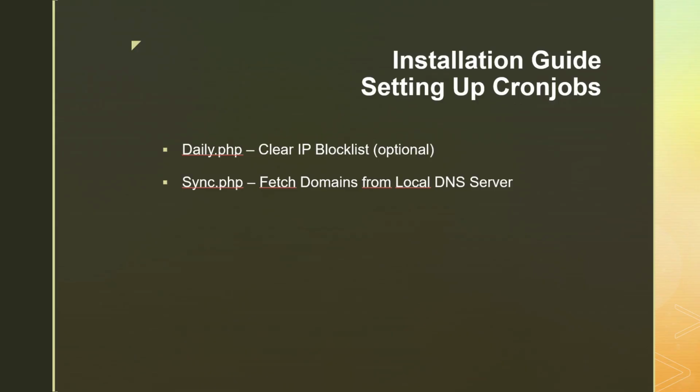You need to set up 2 cron jobs to make this running. One is optional. The first cron job is to clear the blacklist for IP blocking every day or every week. You can set this up like you want. And this is optional as well, to be honest. And the second cron job is to fetch DNS entries from a local DNS server if you have this server set up as a slave server as well in DNS masters.